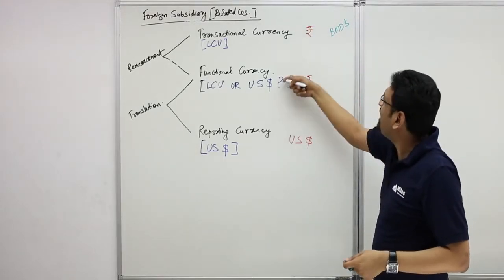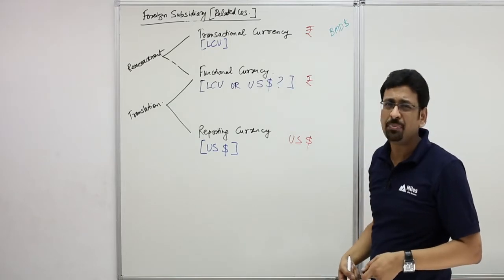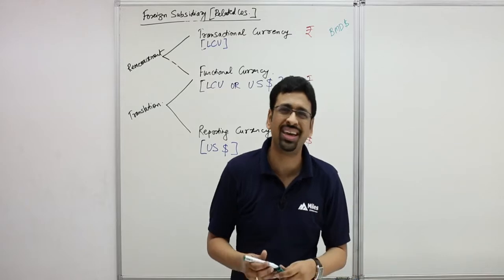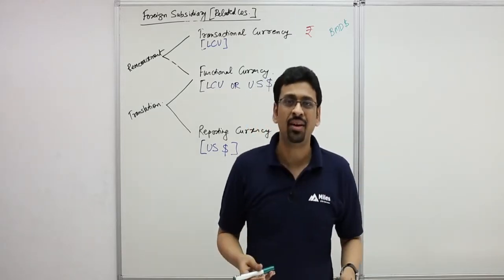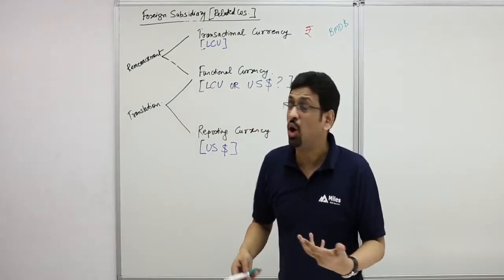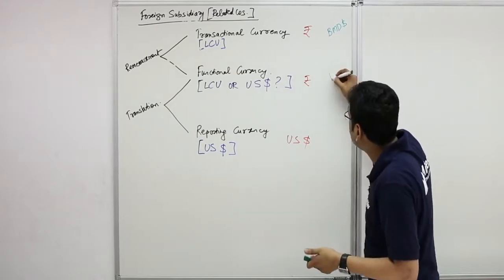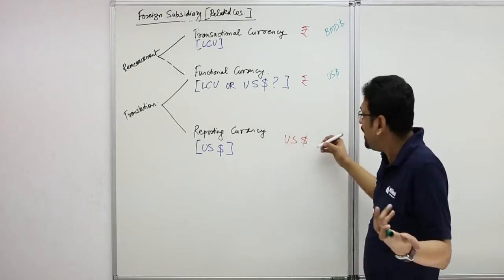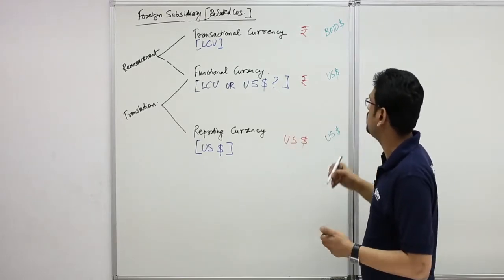What's the functional currency for that shell subsidiary? I mean, the shell subsidiary is just a small office where you have a few people working. Nothing happens there. So the functional currency of that shell subsidiary is US dollars. Reporting currency for the US parent, that's also US dollars.